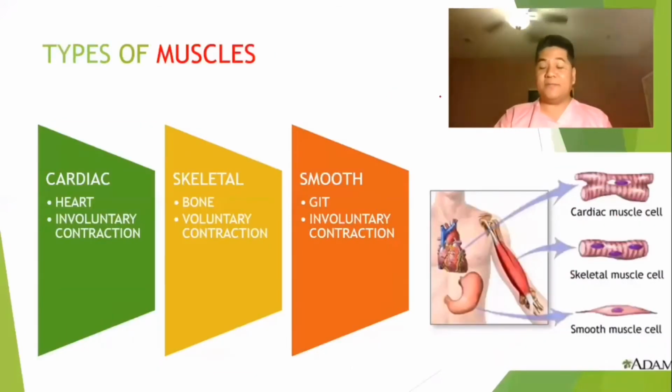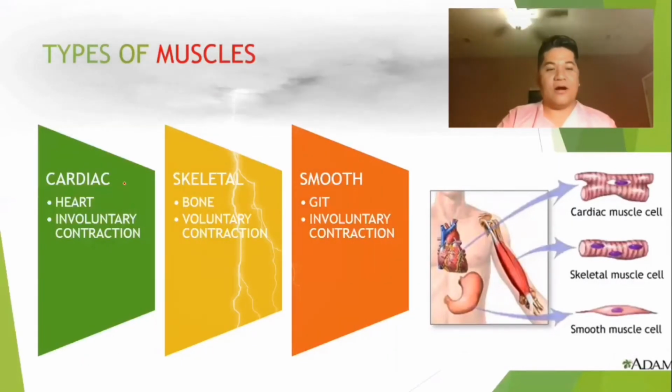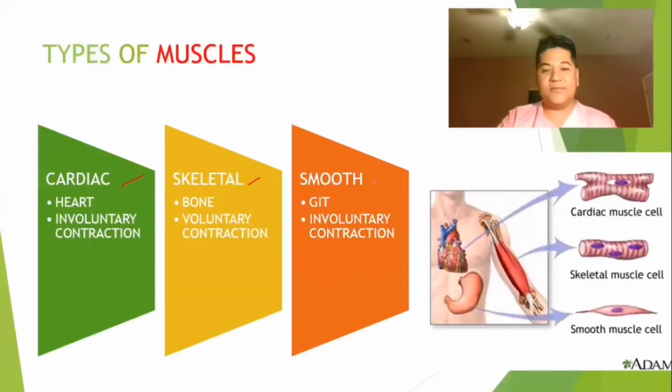Now, the types of muscles are three, which include cardiac, skeletal, and smooth. The difference of the three. Now, cardiac, of course, we all know that's the heart. It's an involuntary type of muscle. We cannot control it. It's automatic. So it's involuntary. It contracts 24 hours, 365 days, every minute, every second of the day. So that's the heart, or the cardiac muscle.